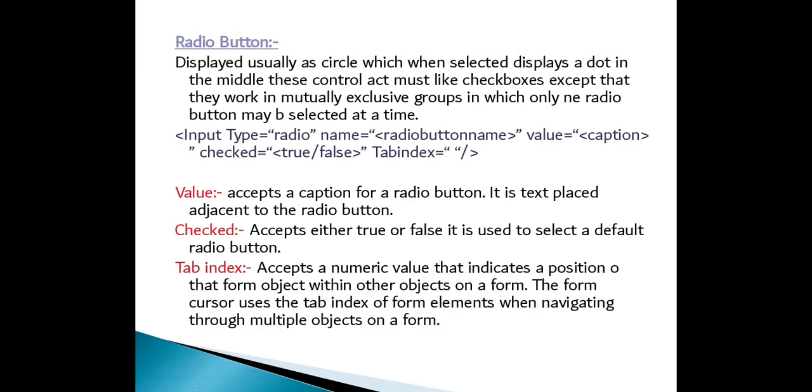So next we can look into the form element, that is radio button, which is usually displayed as a circle and when selected displays a dot in the middle. These controls act much like checkboxes, except that they work in mutually exclusive groups in which only one radio button may be selected at a time.